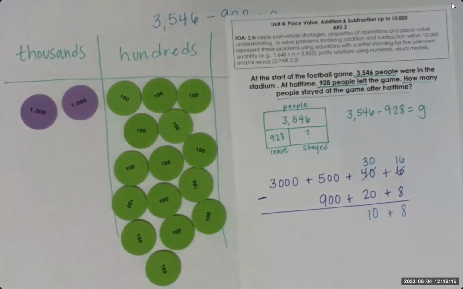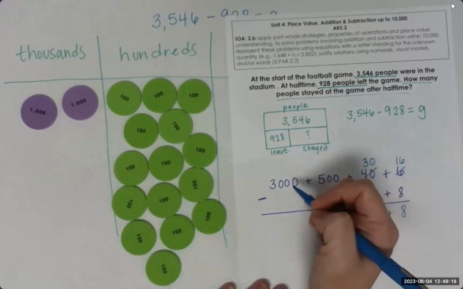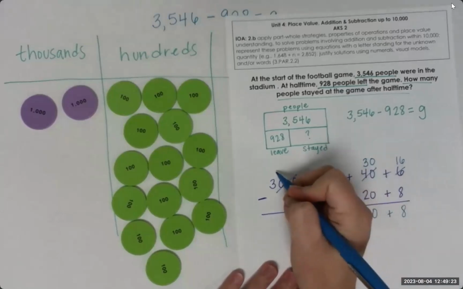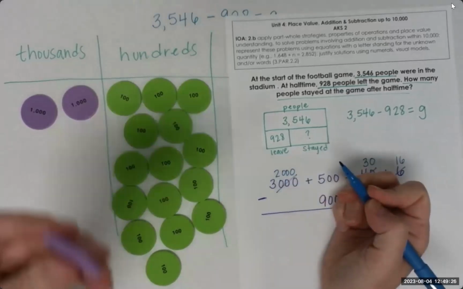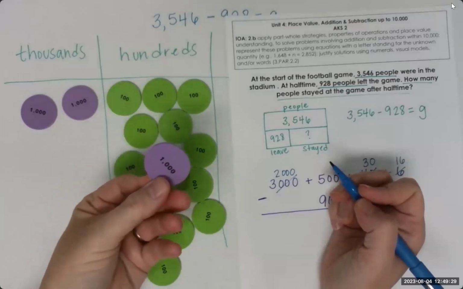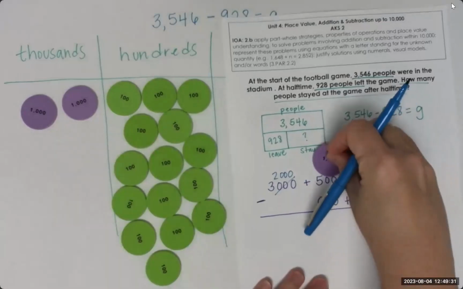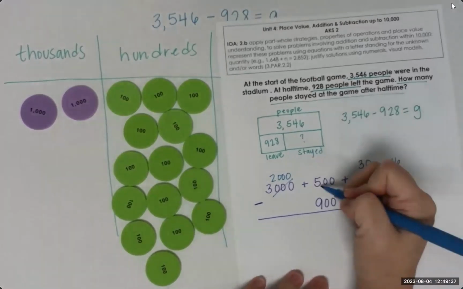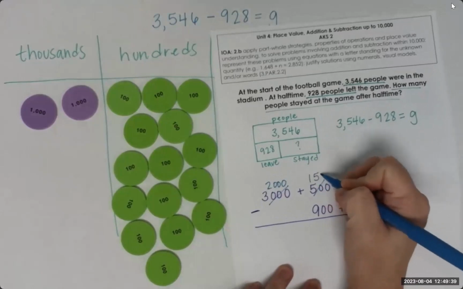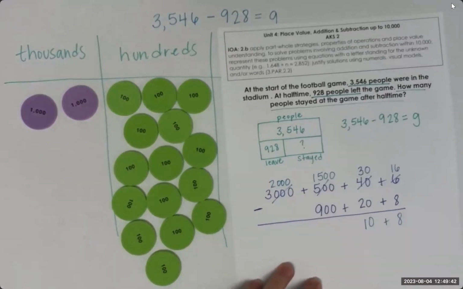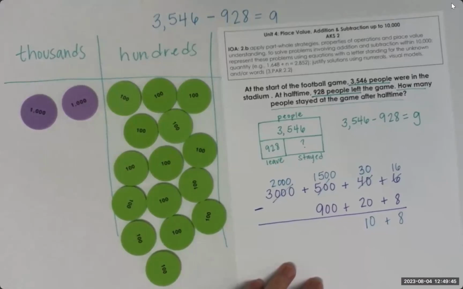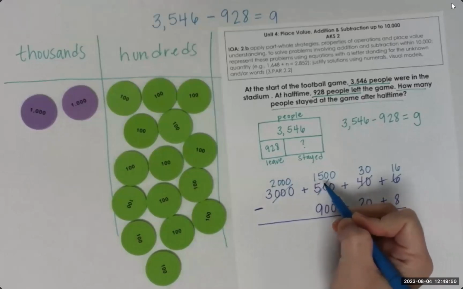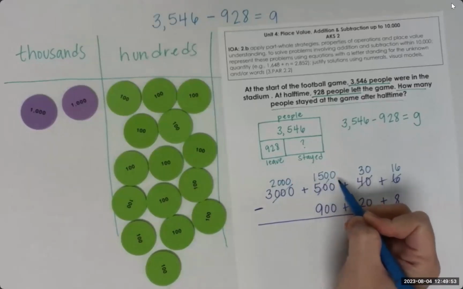So on our expanded form, before we go any farther, let's show what we just did. My 3,000, I now only have 2,000, right? Because I exchanged this 1,000 for what? 10 hundreds. This 1,000 now goes with that 500. So that's why this 500 is now 1,500, okay? Or another way that we can say that is fifteen hundred, okay? And that's why a lot of times you hear adults say fifteen hundred, not one thousand five hundred, okay?